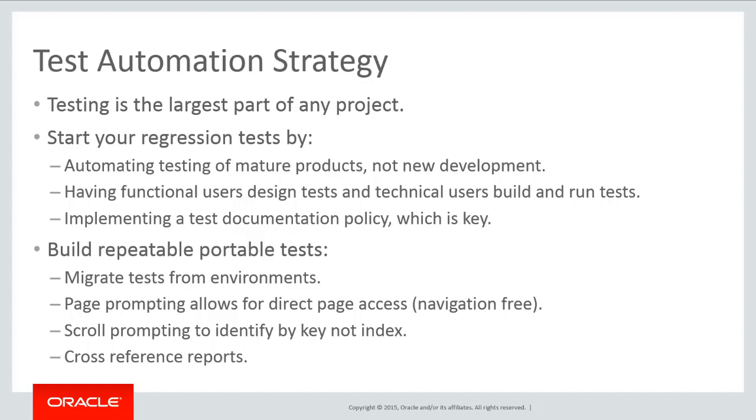A good place to start your testing automation is with mature products that are stable as opposed to products that have a lot of new development. Starting with mature products lets you build a stable test base that does not have to be constantly maintained with ongoing development and new features. These tests can run when maintenance is applied to ensure regressions haven't damaged the system.